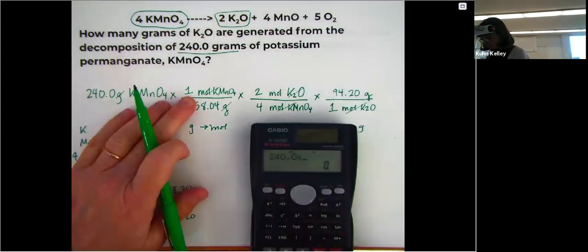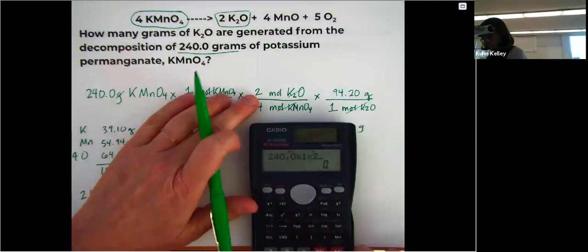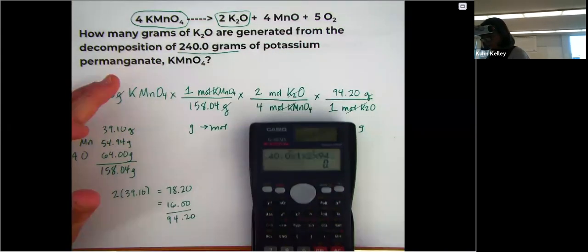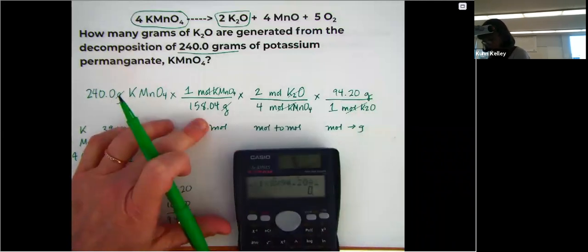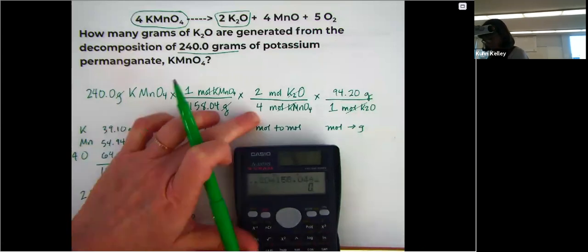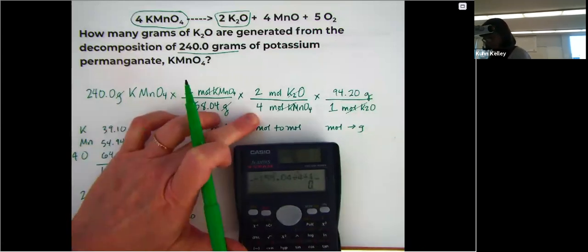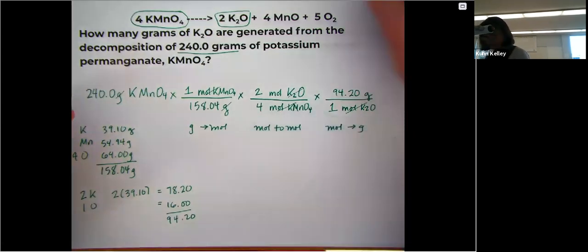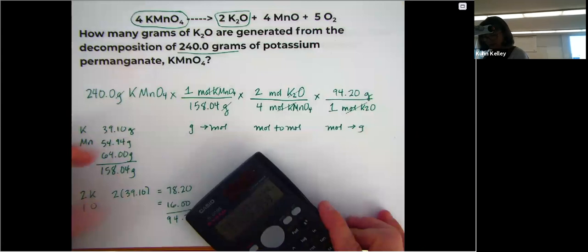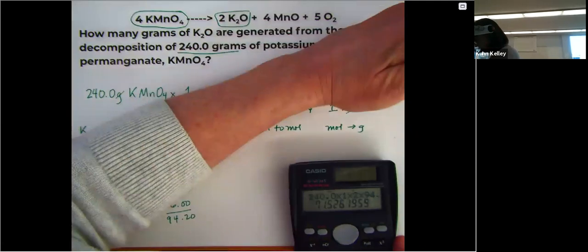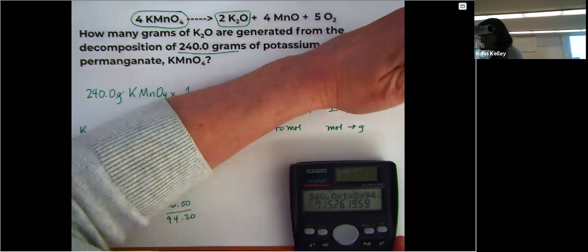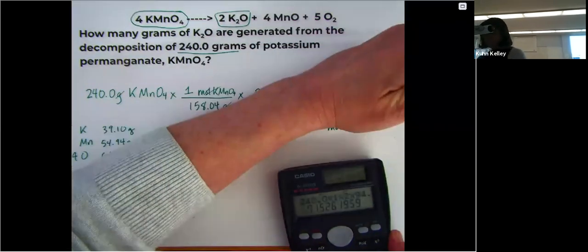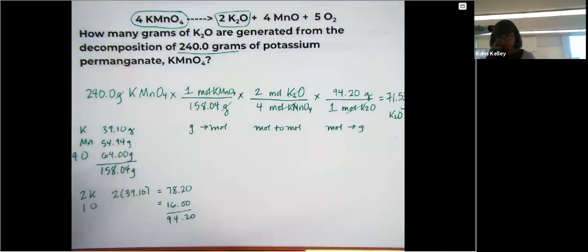240.0 times 1 times 2 times 94.20. And then I'm simply going to divide by everything on bottom. So literally divided by 158.04, divided by 4, divided by 1. And my answer is, well, first of all, how many sig figs can I keep? These are trailing with a decimal, so they both count. I have 4 sig figs. So if I keep 4 sig figs, I get 71.53 grams of potassium oxide. So that is how stoichiometry works.